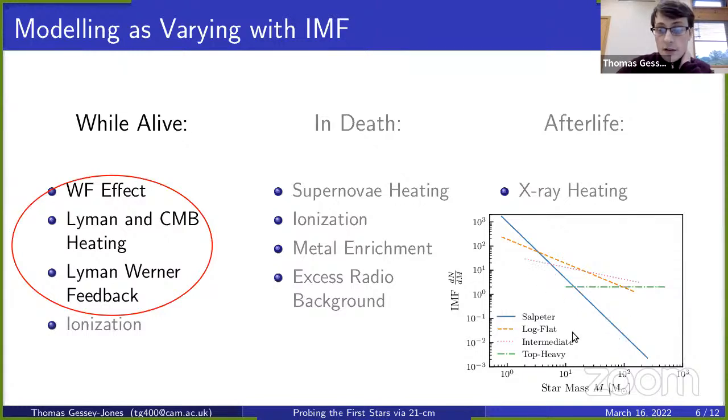And these are the Salpeter IMF, which is like the IMF seen today, and so is dominated by low mass stars. An extremely top-heavy IMF, where all of the stars are basically above 300 solar masses, which is more in line with early 2000s theoretical expectations, but sort of seems to contradict more recent simulation results. And then a couple of intermediate IMFs between these two extremes, to allow us to span the range of possible 21 centimeter signals from different IMFs.